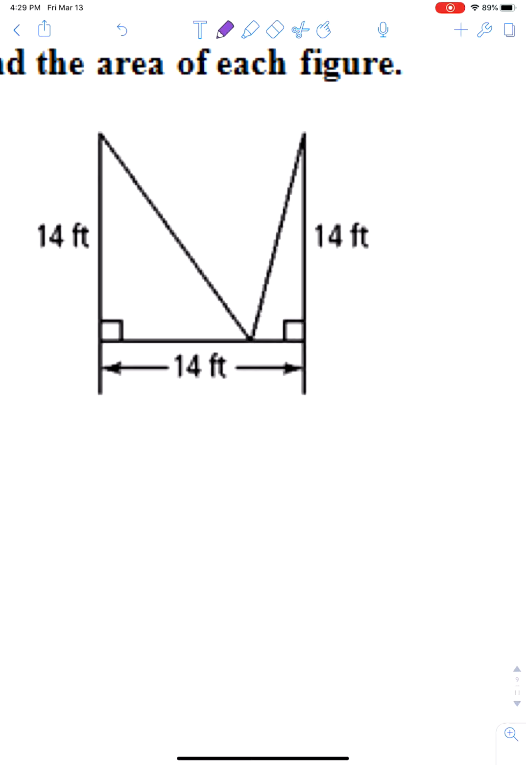But there's a couple ways you can do this. You can look at this as a square that has this shape cut out of it.